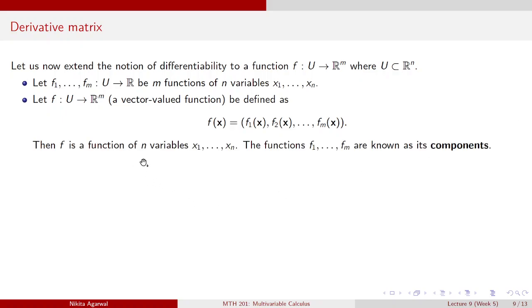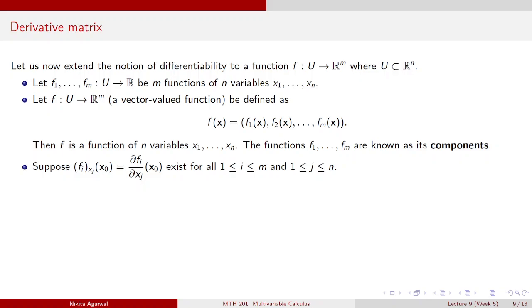Then f is a function of n variables, x1 through xn. So this bold x is the tuple x1 through xn in Rn. And these functions f1, f2, and so on up till fm are called the components of f. Now, so you have all these functions, right? Each fi is a function of n variables, so you can talk about its partial derivatives with respect to each variable, right?